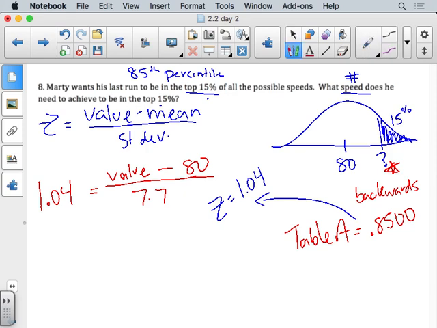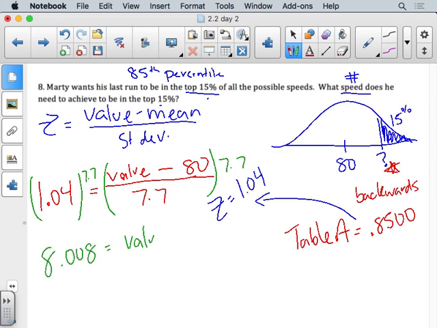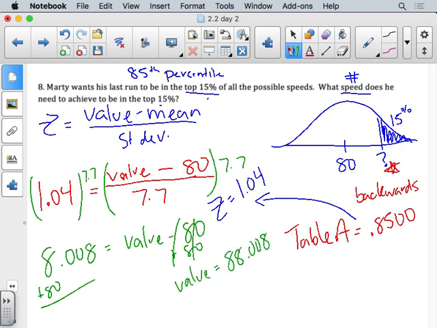I'll just walk you through it this one time just to make sure we're all okay. You have to multiply each side by 7.7, which gives 1.04 times 7.7 is 8.008 equals value minus 80. And then to get my value, I need to add 80 to each side. So my value equals 88.008 miles per hour. And there's my answer.